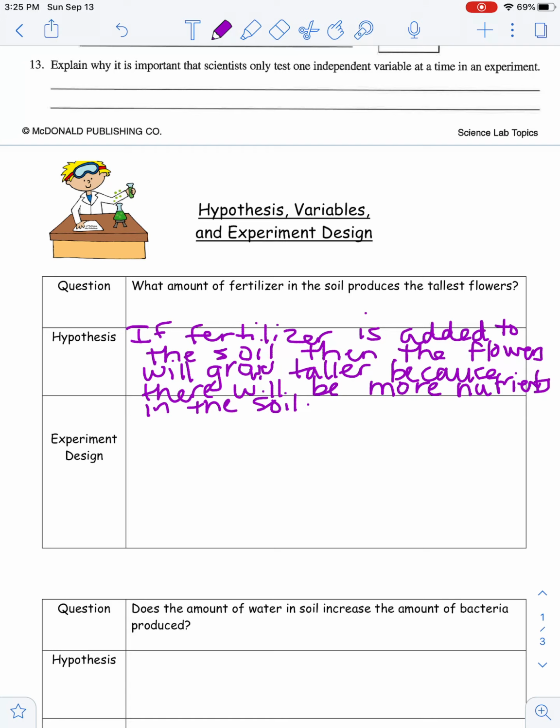So, because it talks about what amount of fertilizer, I would need to decide here how much fertilizer I'm going to add to my soil. Okay, so I'm just going to simply write something like, if 50 grams of fertilizer is added to the soil, then the flowers will grow taller because there will be more nutrients in the soil. So let's design an experiment.